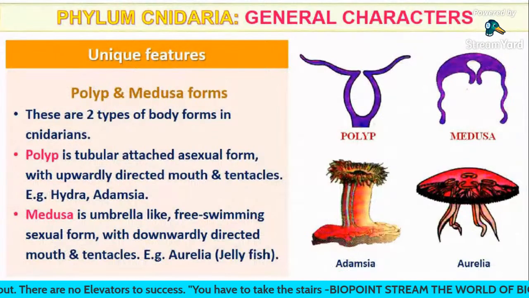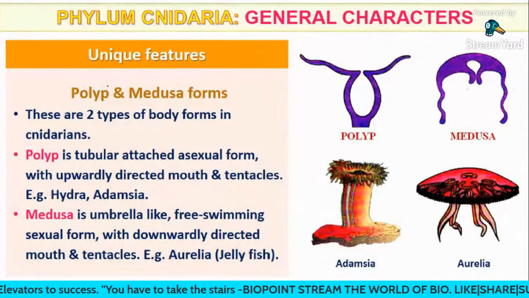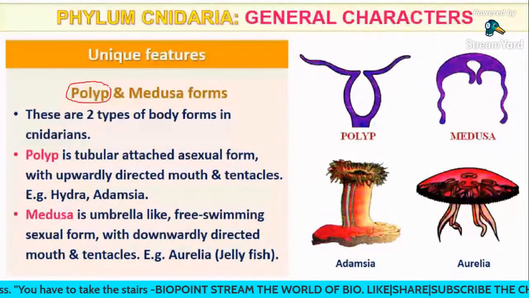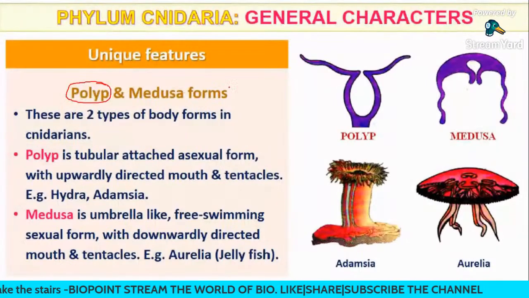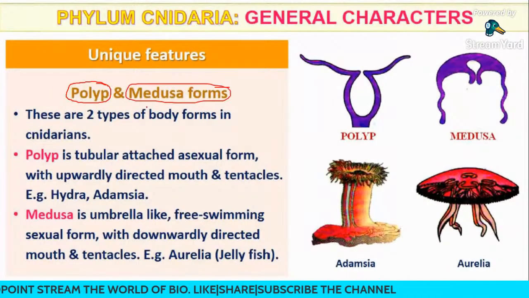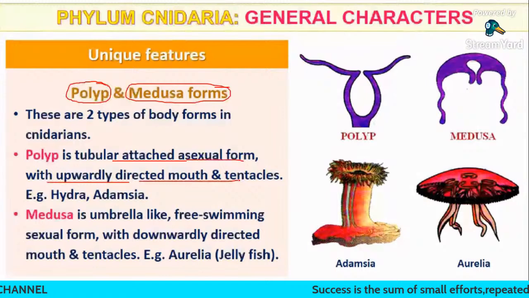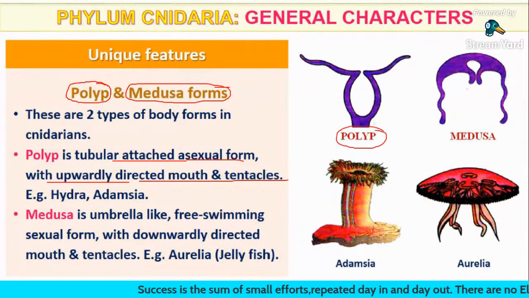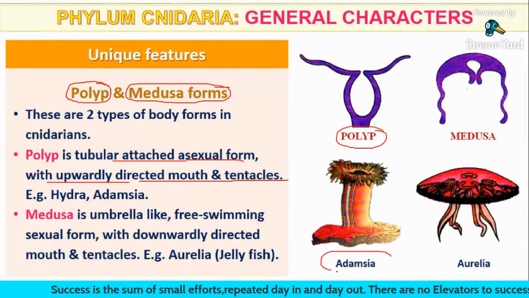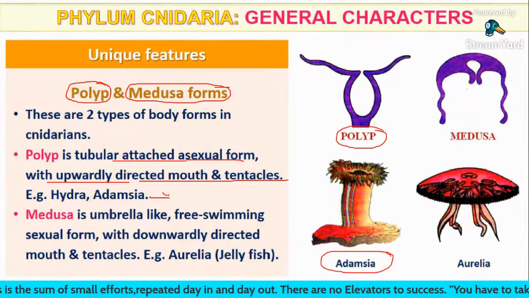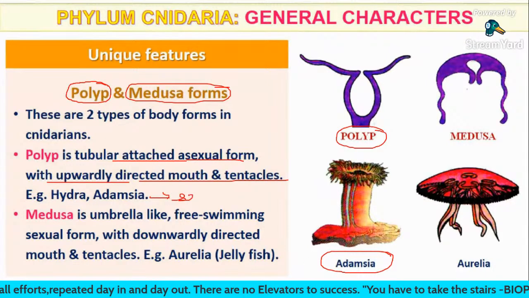Okay, so there are two different body forms. Polyp and medusa are two different body forms. The polyp is a tubular, attached, asexual form with an upwardly directed mouth and tentacles. Look, this is an example of a polyp. That is Adamsia. Sea anemone is an example.